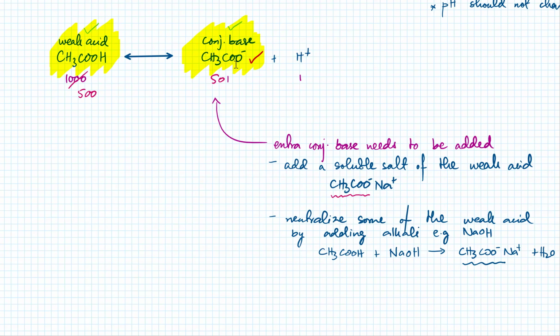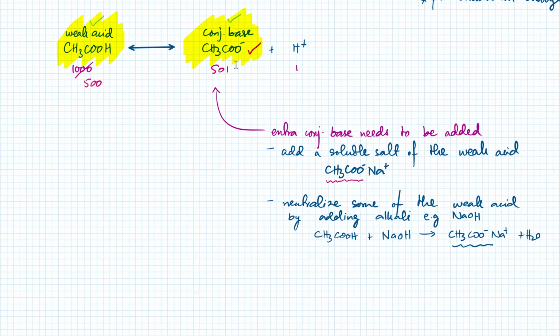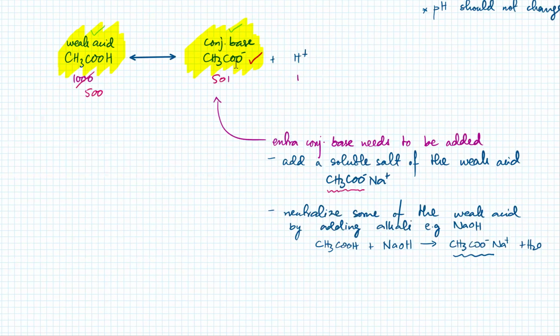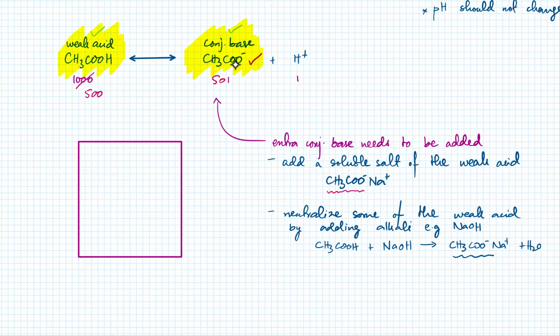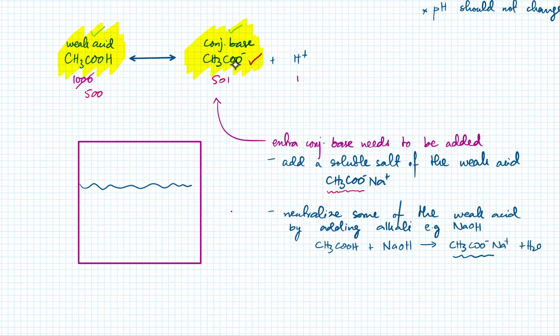Now, the next thing is how does a buffer prevent a change in pH? So what happens is now your solution has two things. Let's say this is your container, your solution. This solution has two things added to it. It's got ethanoic acid, lots of ethanoic acid, and it's got a lot of conjugate base as well. Now, if I try to add alkali or acid to it, it's going to resist a change in pH.